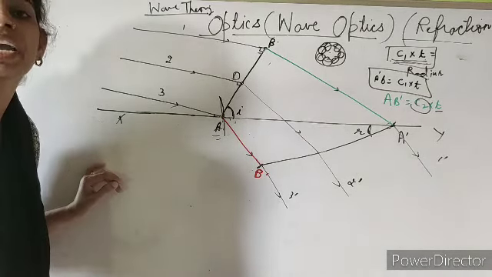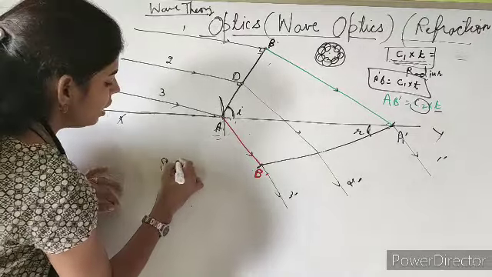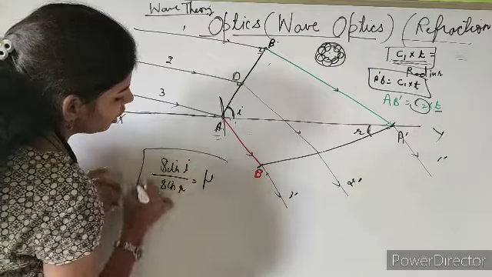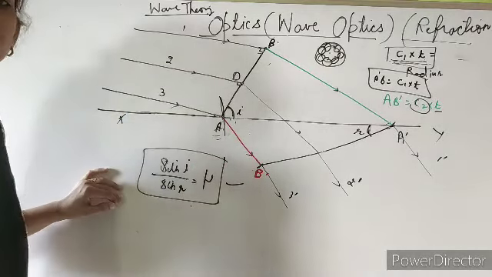That means sin of I over sin of R is equal to the refractive index. This is Snell's law. This we have to prove.